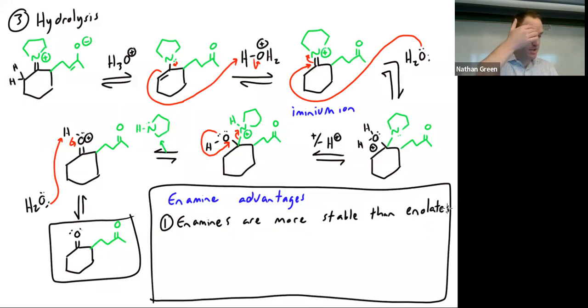Why are enamines more stable than enolates? Go real simple. No judgments, I promise you that. Enolate. What's the "ate" in enolate tell you? Has a charge. Right? Enamines are neutral. Enolates are charged.